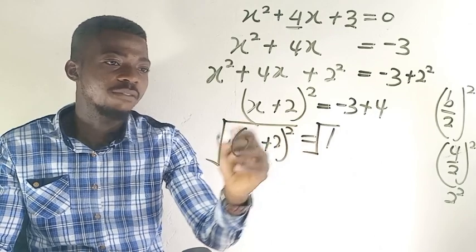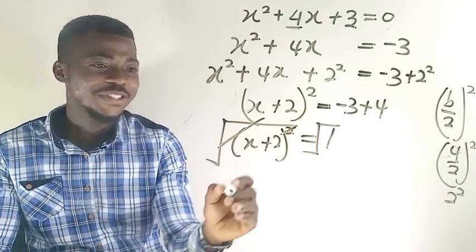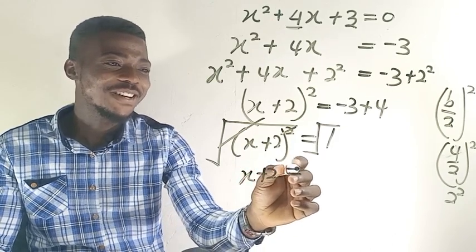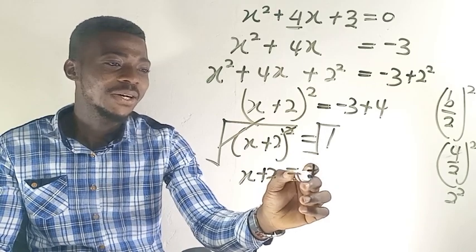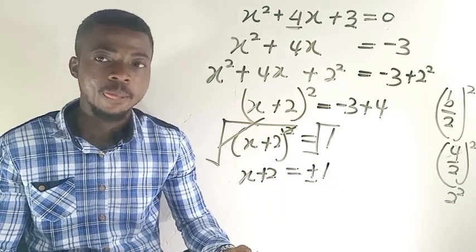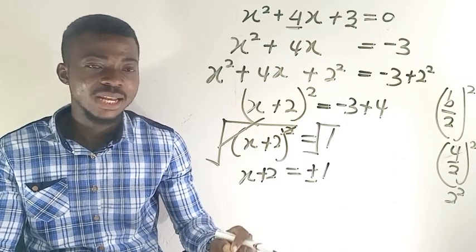Find the square root of this. So the square cancels the square root. So you're going to have x plus 2 equal to plus or negative 1. Whenever you find the square root of a number, you're going to have plus or negative that number. The answer is going to be plus or negative.